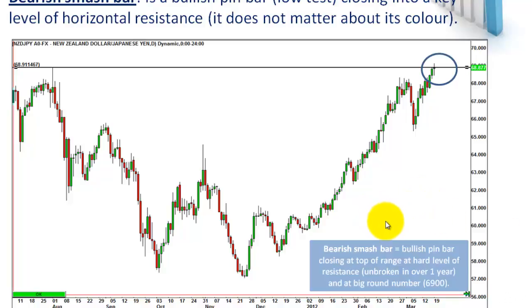As we can also see on this chart, this level which it's coinciding with is a round number, 6900. The level's been unbroken for over a year. Not a bad entry to go short, quite frankly.